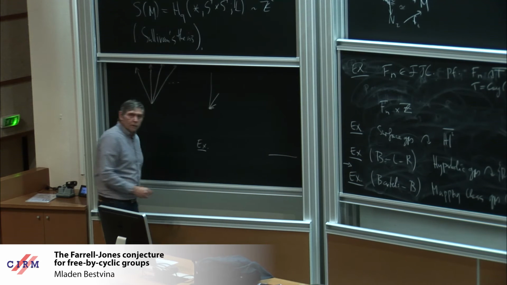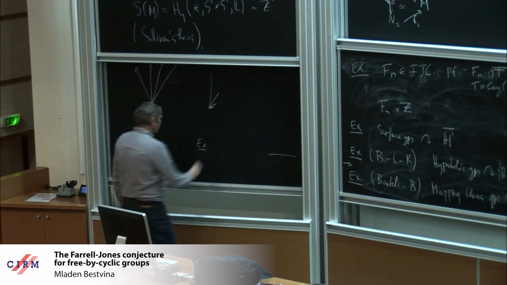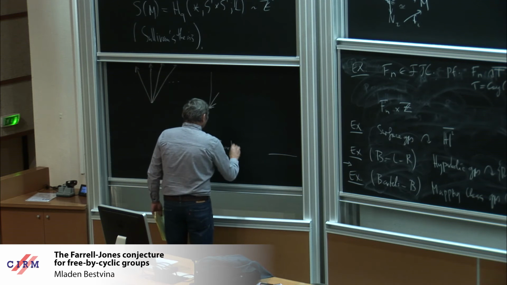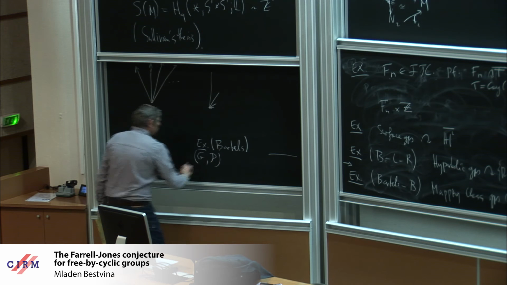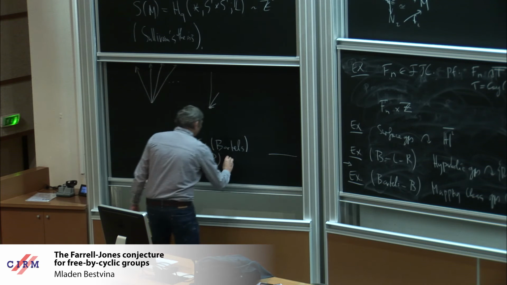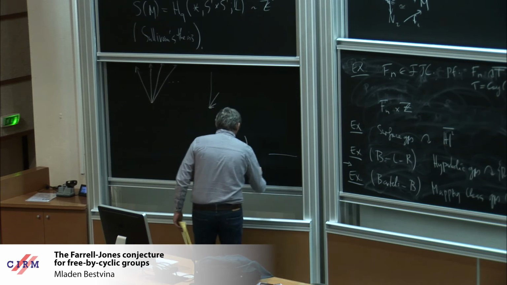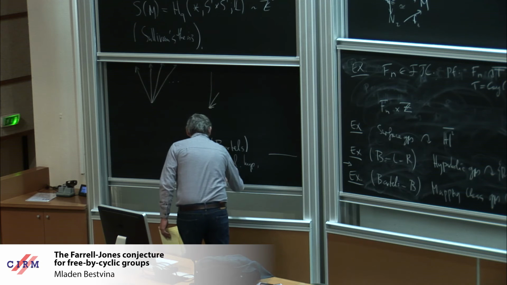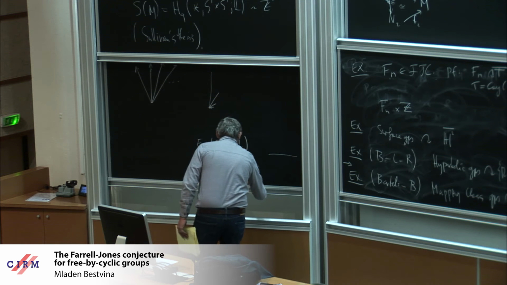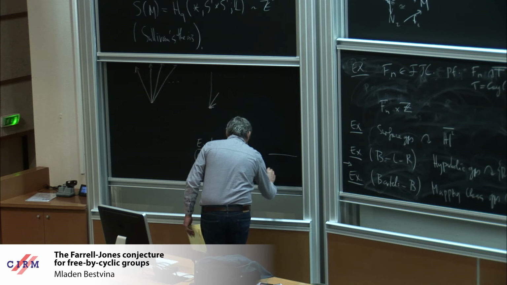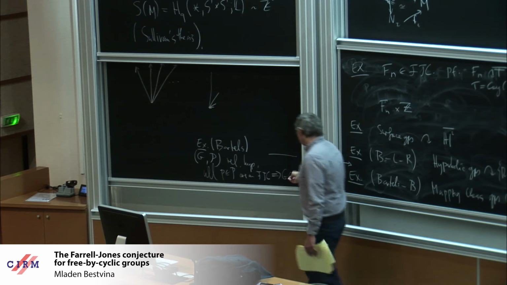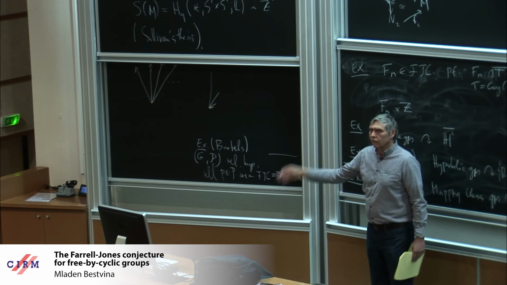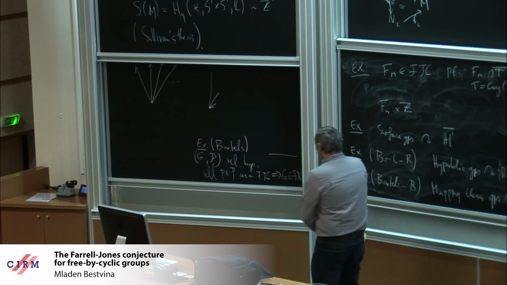It's called an example, but it's actually a very significant theorem due to Bartels that in fact relatively hyperbolic. So if G is hyperbolic relative to P, I think that was the notation yesterday, and all P in P are in FJC, then G is in FJC. Okay, so if you're hyperbolic relative to a collection of groups where the Farrell-Jones holds, then in fact Farrell-Jones holds for the group.